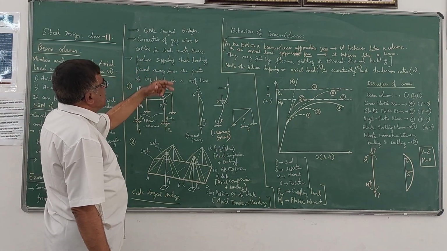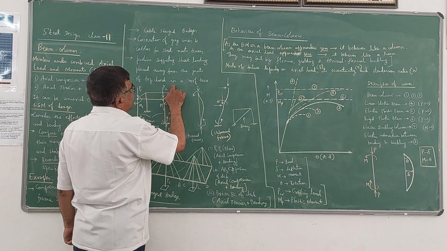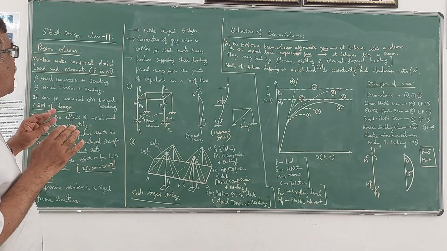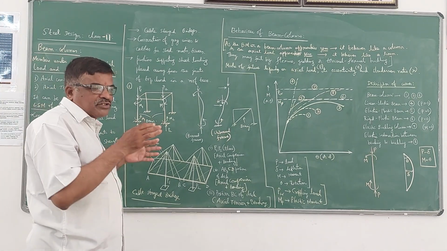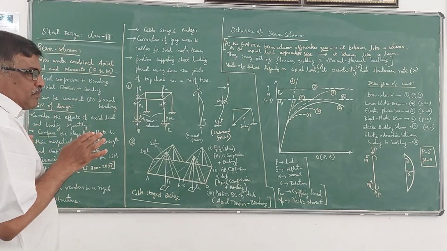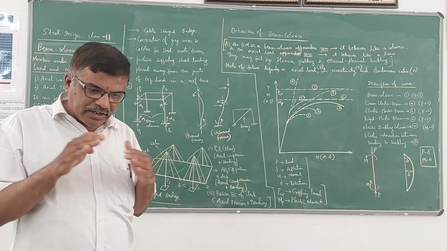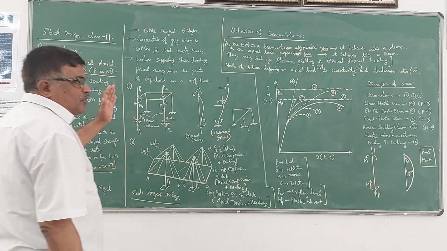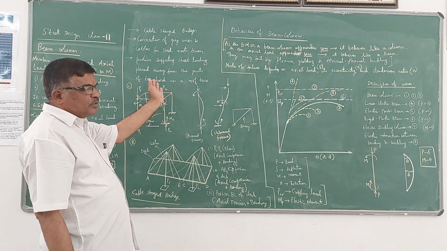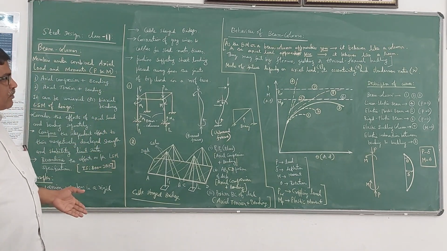Then purlins supporting sheet loading placed away from the joints of the top chord in a roof truss. In a roof truss, normally purlins will be supporting the sheets, AC sheets or whatever roof sheets we are going to provide. Suppose they are not placed properly and are placed eccentrically, then there is a chance of having bending moment as well as axial forces in them. So these are some of the practical examples for beam columns.